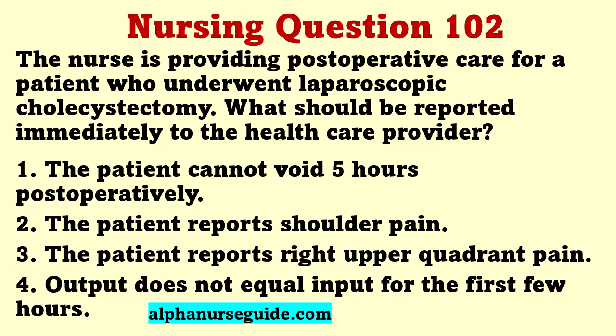The correct answer is 3. The patient reports right upper quadrant pain. Rationale: right upper quadrant pain is a sign of hemorrhage or bile leakage. The ability to void should return within 6 hours postoperatively. Right shoulder pain is related to unabsorbed carbon dioxide and will be resolved by placing the patient in a Sims position. For the first several hours after surgery, output is not expected to equal input.